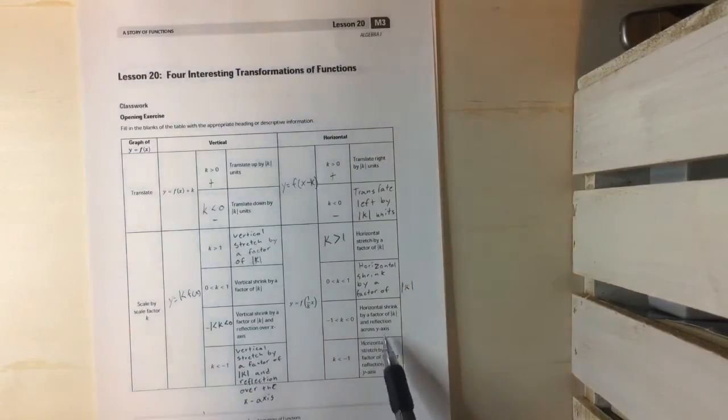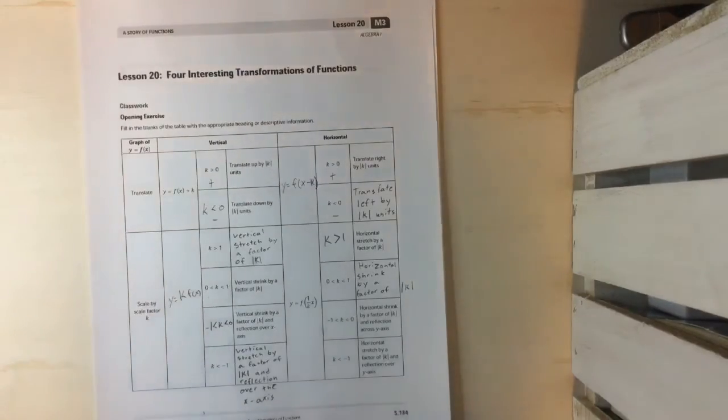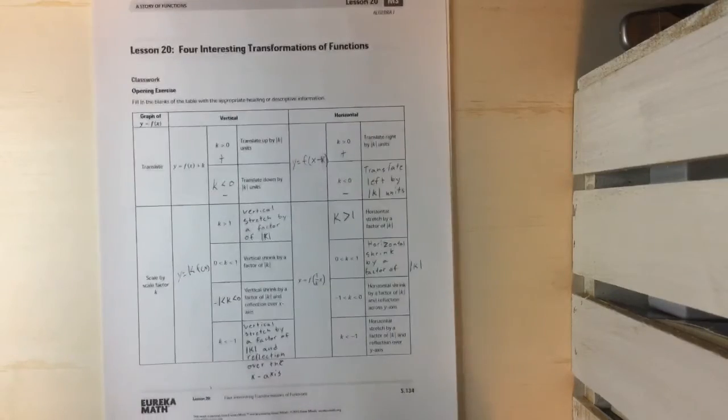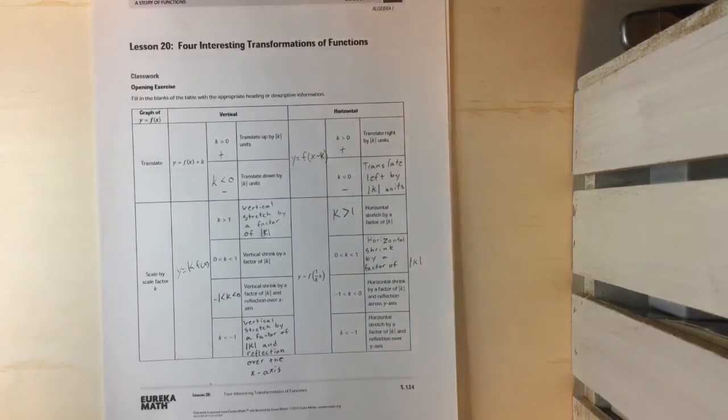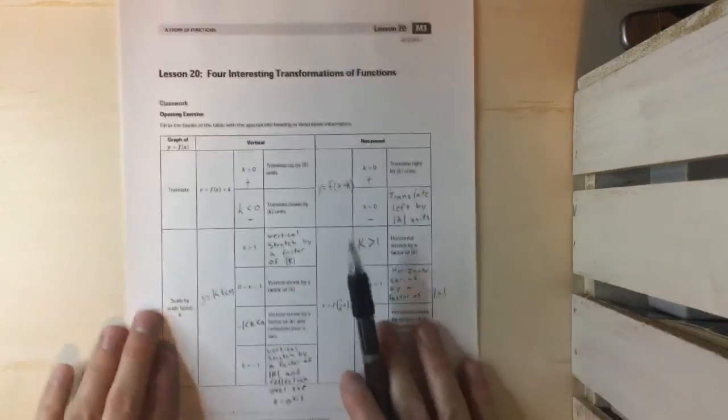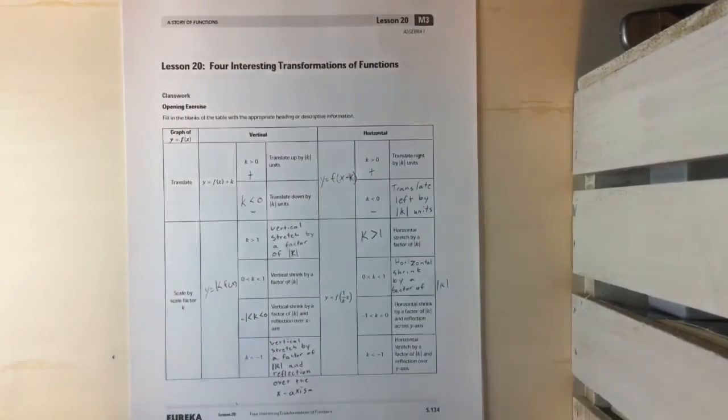Then it talks about horizontal shrink and reflection over the y-axis, and then a horizontal stretch by a factor of k reflected over the y-axis as well. So this page is going to be perfect to study with when we get to the test and just look back and say, okay, how does this create different translations? So this one, I would star.